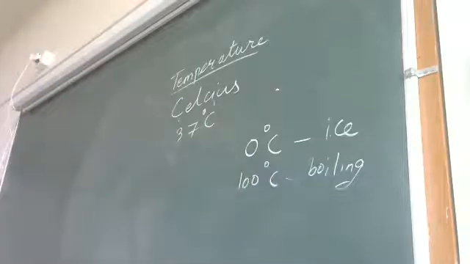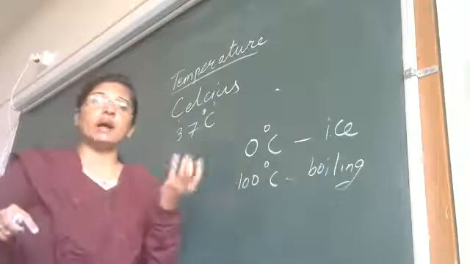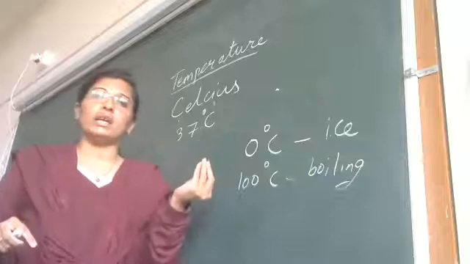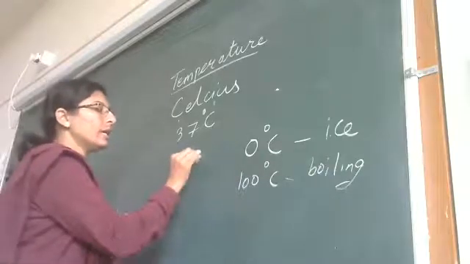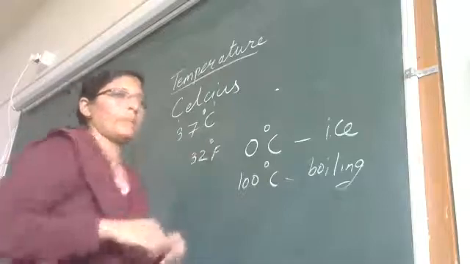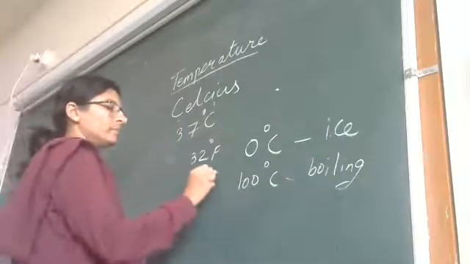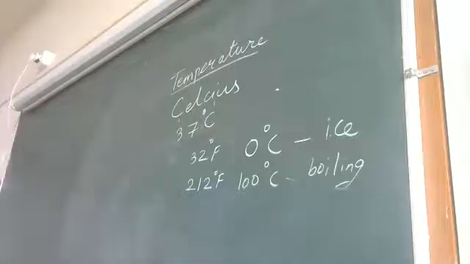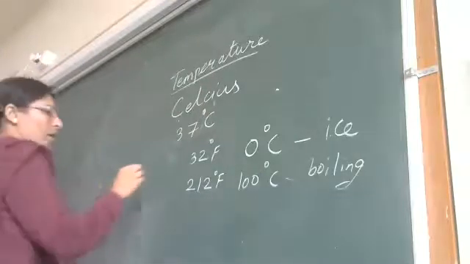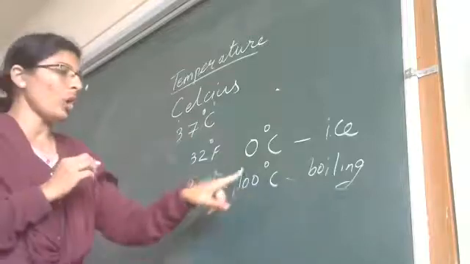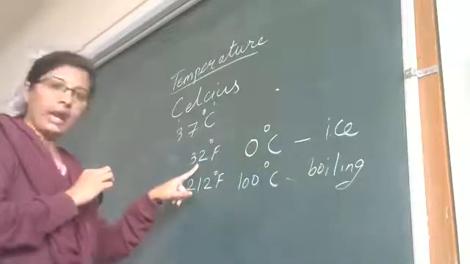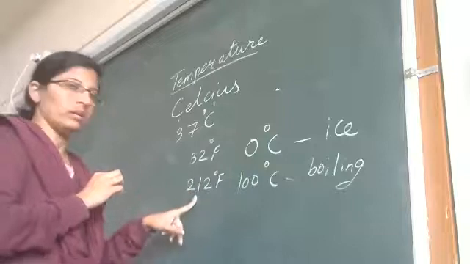Now in Fahrenheit, the freezing point is when the water starts freezing. In Fahrenheit, it is 32 degrees Fahrenheit. And for boiling, it is 212. So in Celsius, it is 0 and 100, and for Fahrenheit, it is 32 and 212.